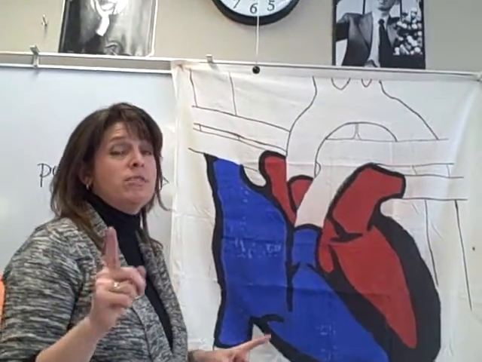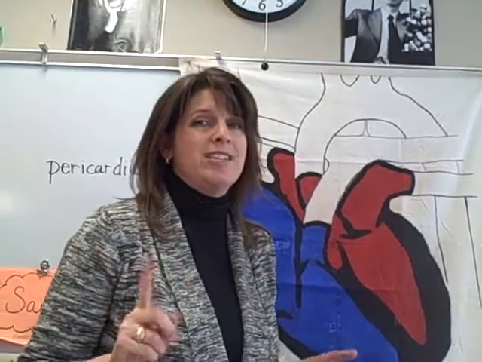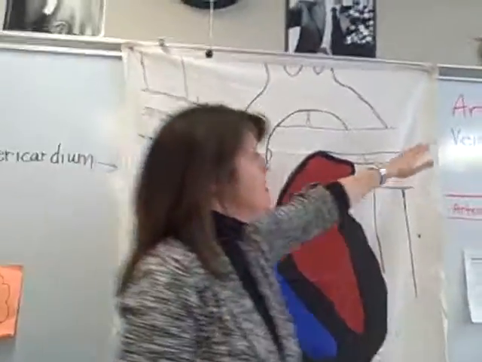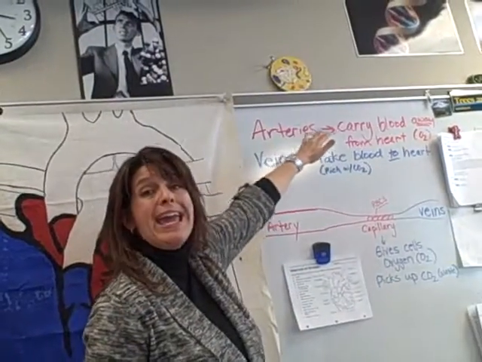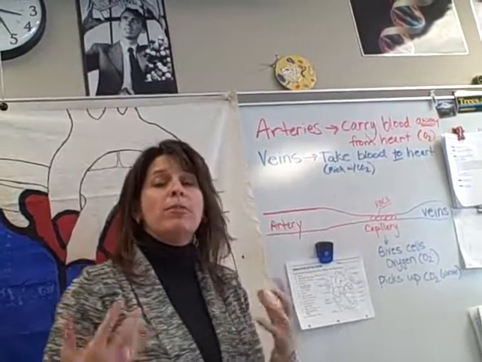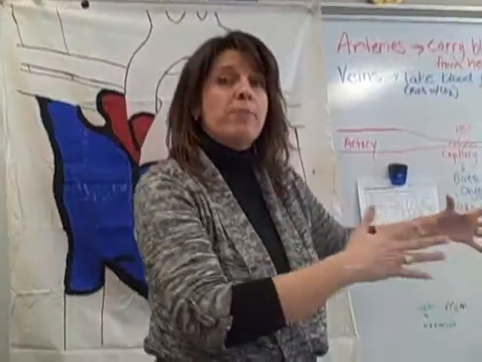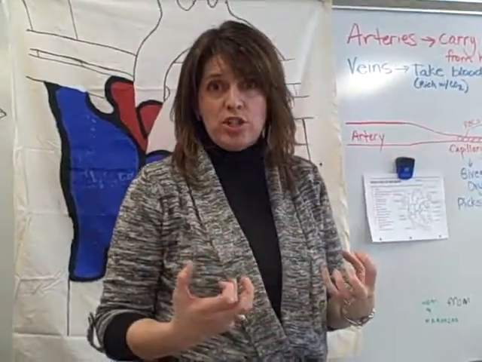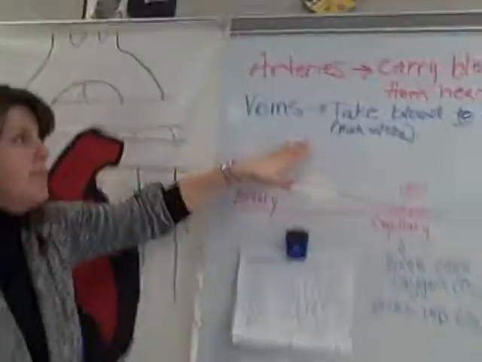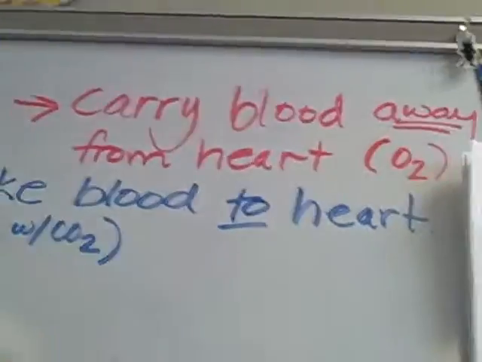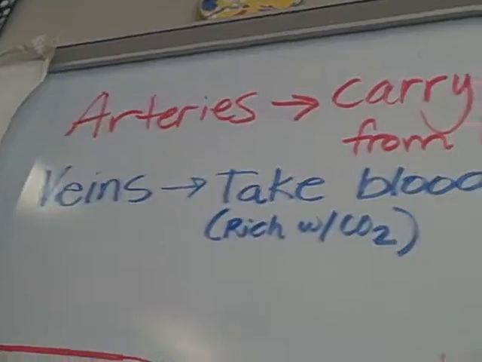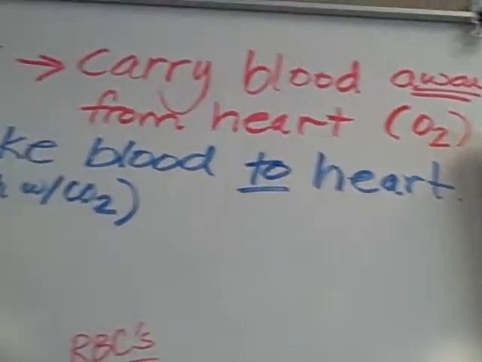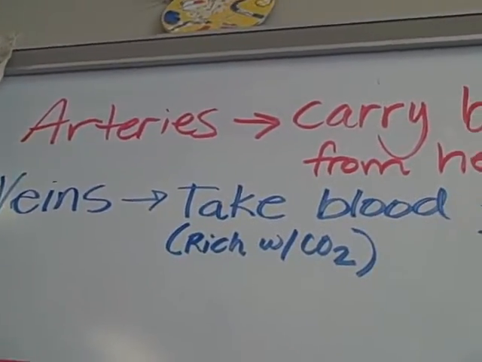Before we get started though, we do need to know a couple of important things, and that is the difference between an artery and a vein. An artery, as it says up here, carries blood away from the heart. And normally, any kind of blood that's going away from the heart is rich in oxygen, which is what you need, okay? Veins take blood to the heart, and veins usually are carrying blood that is very rich with CO2, which is a waste product that we eventually exhale, okay?